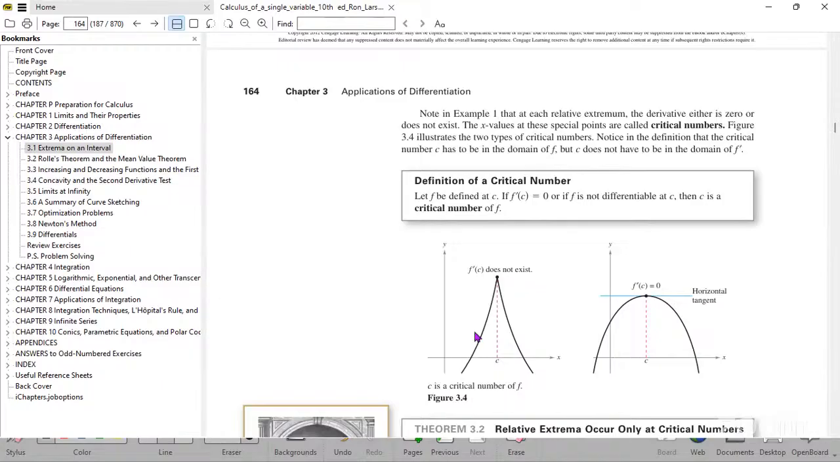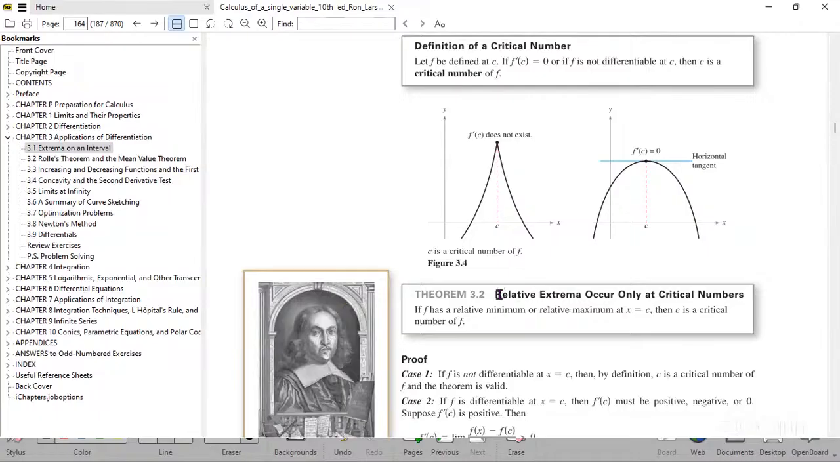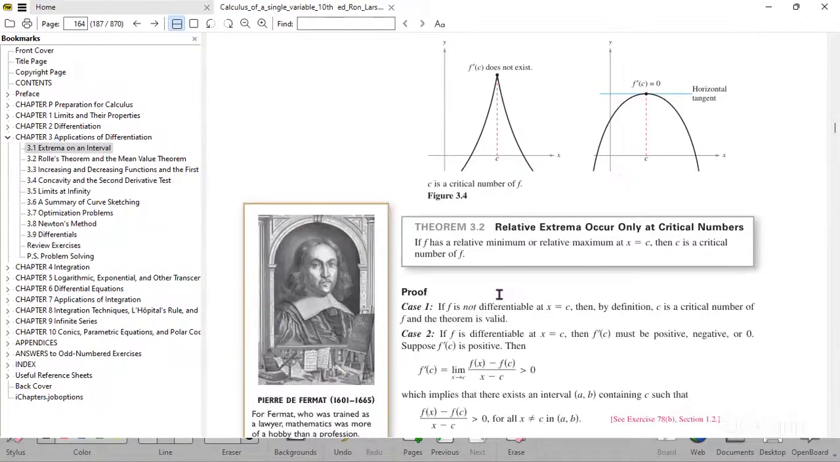See, the curve is going on at sudden change. These type of places, the derivative does not exist.